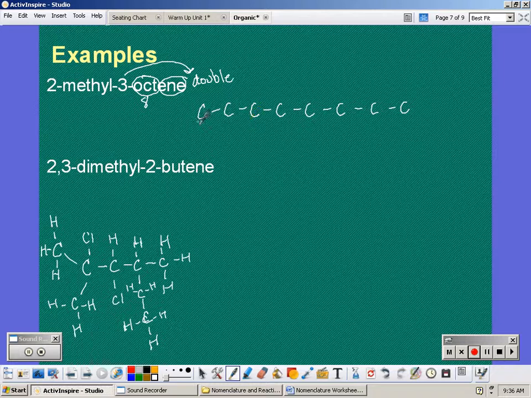So on the third carbon, 1, 2, 3, I have that double bond. Now you could start counting from this end and go 1, 2, 3 and put the double bond here. It doesn't matter. I have a tendency to go left to right.